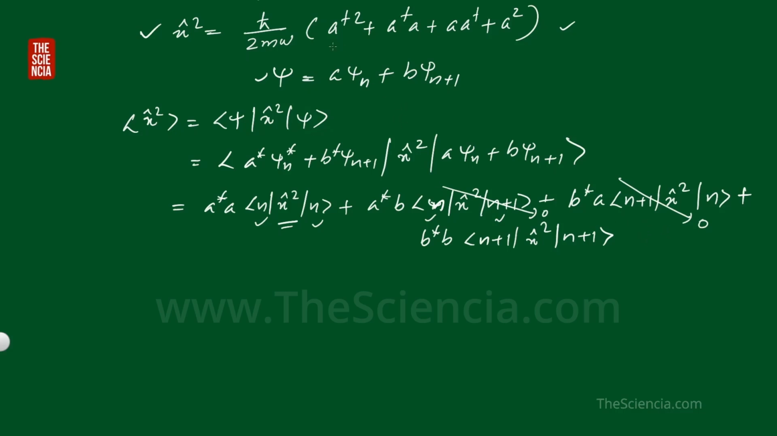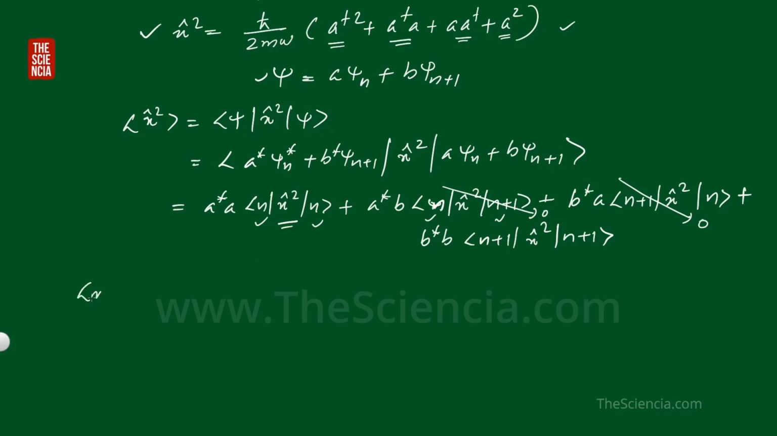The reason is, here this a dagger square, so the state will be increased by 2. Here the state is same. Here also the final state will be same. Here the state is reduced by 2. Okay, that is the key idea. So by using those ideas, you can check which of the expectation values will vanish. So here these two will vanish.